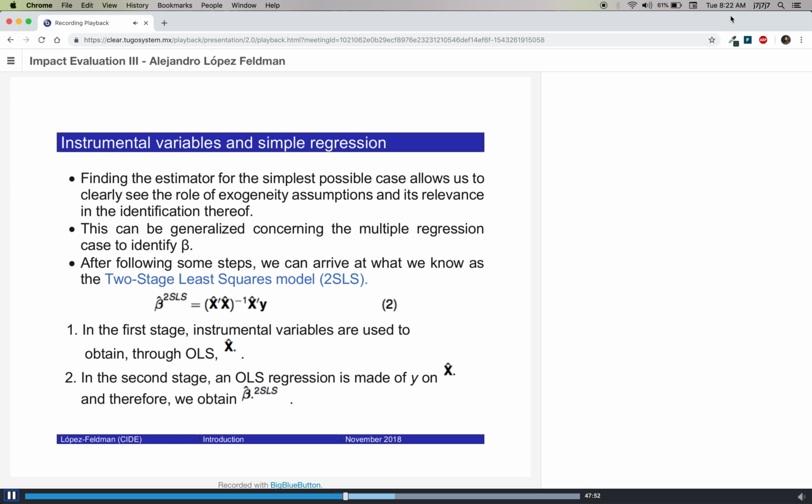But if you are aware of this, this is a two-stage least squares model. This is what we have previously seen. And in this case, we do not only have one X, but many X's. And also we have an endogeneity problem that I am going to solve with instrumental variables. So this model works in 2 stages. The first thing that I am going to do is to use my instrumental variables to be able to have an estimation of X.